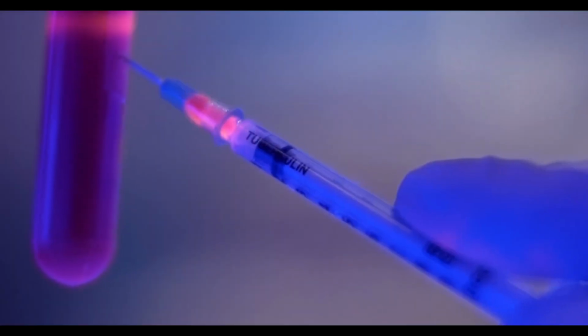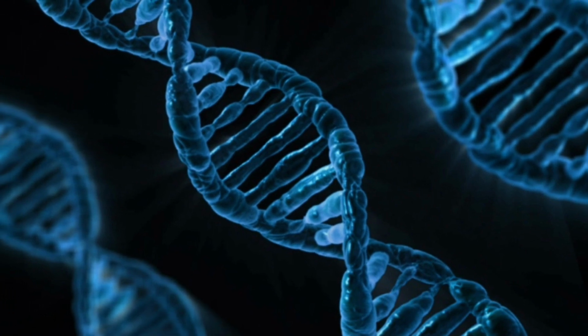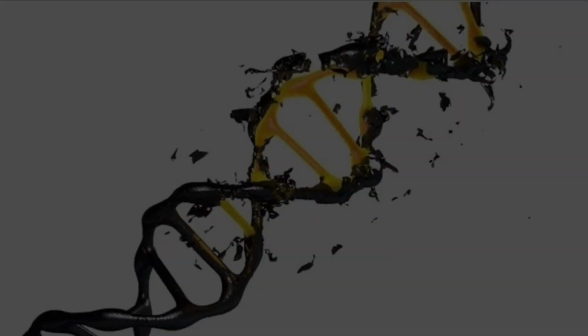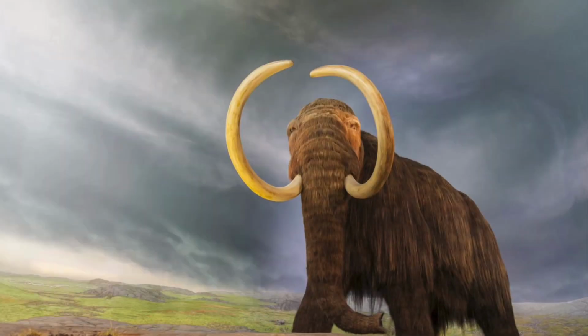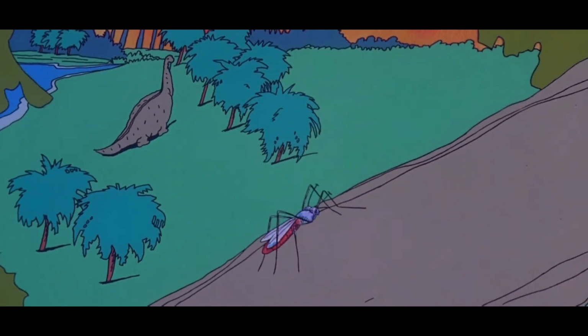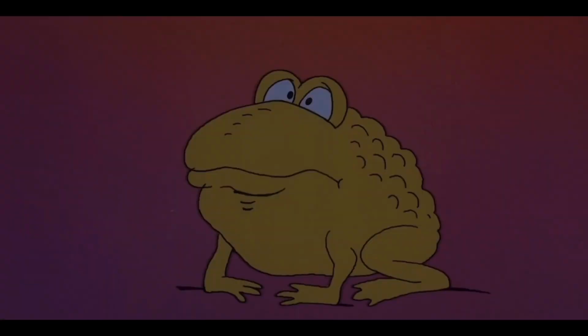DNA only has a half-life of 521 years, meaning that in a maximum of 6.8 million years, all the DNA would have broken down or ceased to exist. The oldest DNA extracted from the molar of a mammoth was only 1.2 million years old, meaning that the fossilised mosquito couldn't have contained any living DNA.